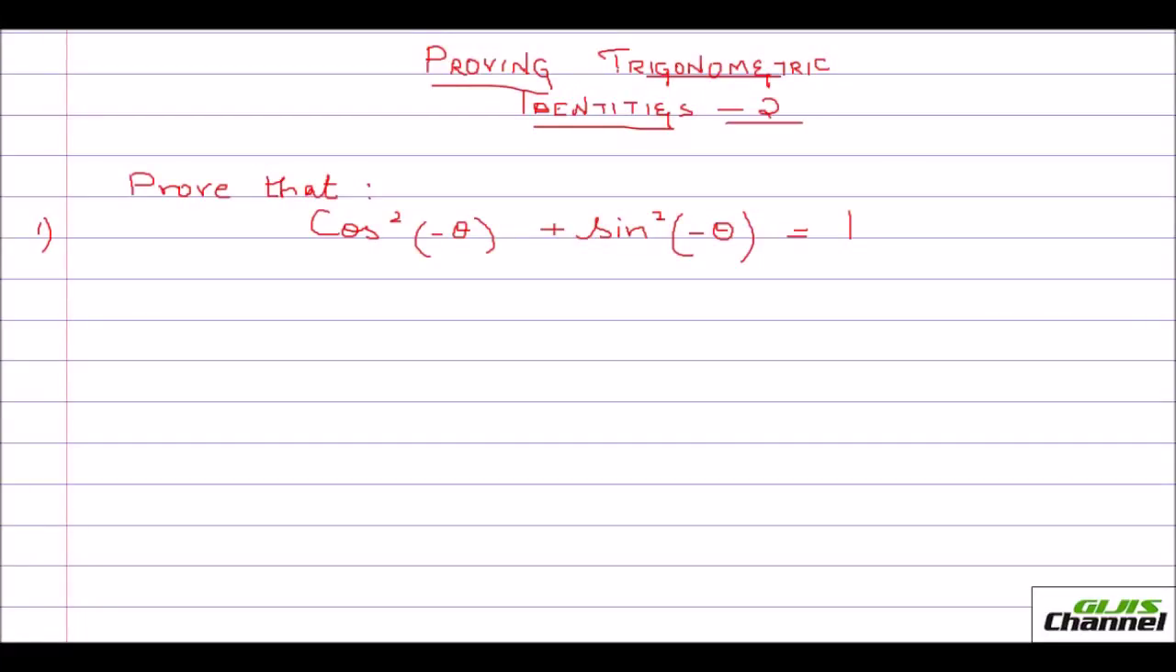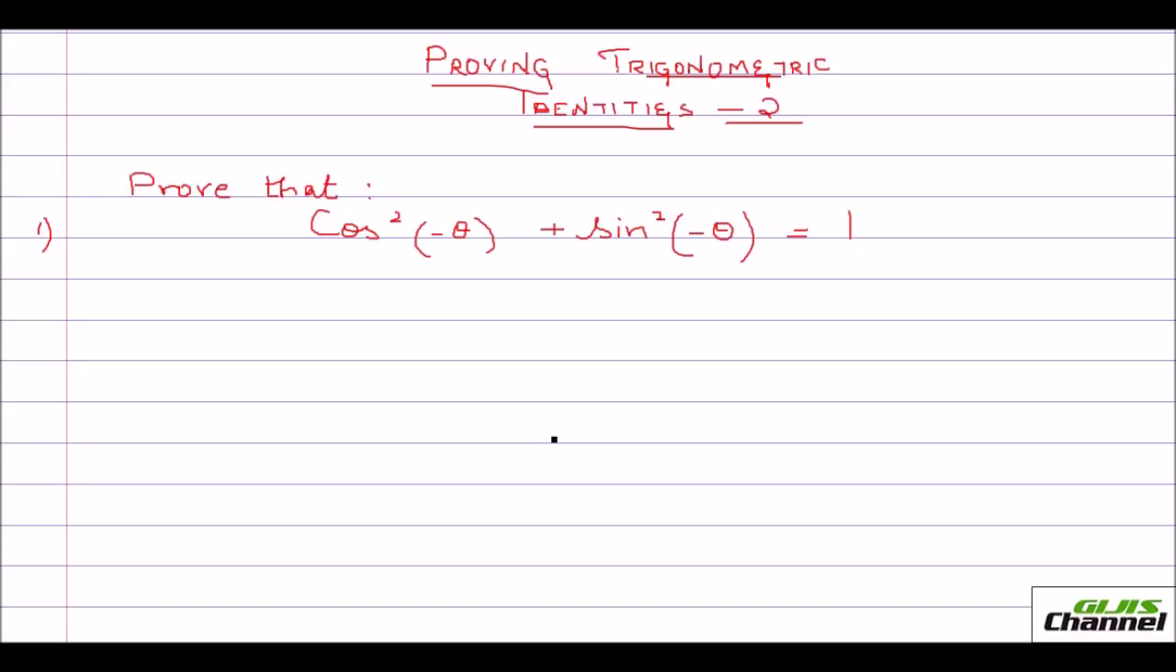Since proving trigonometric identities is a very vast chapter, I will do one more video on this. I have a few questions written here, proving sums. Let's see how to work them out. The first one is cos squared negative theta plus sin squared negative theta is equal to 1. This is what you need to prove.